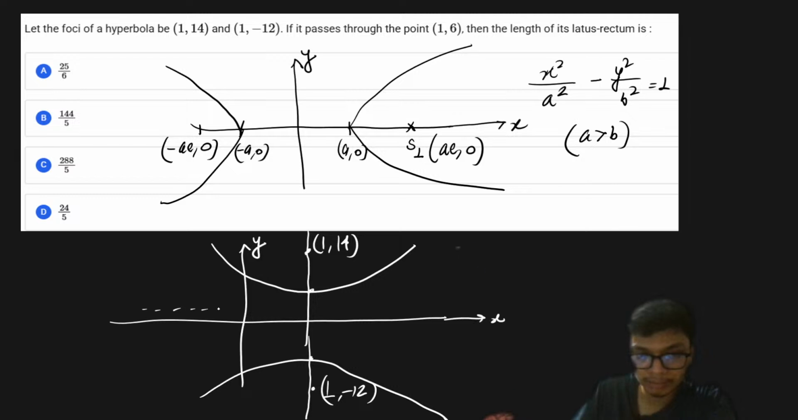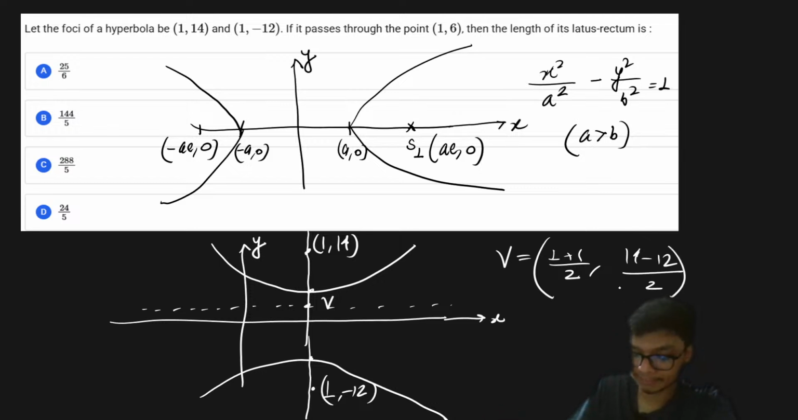So in this case, the midpoint of these two foci, let us call it the vertex, is going to be equal to 1 plus 1 by 2 comma 14 minus 12 by 2, right? That will definitely give me the midpoint, which is going to be equal to 1 comma 1, right?